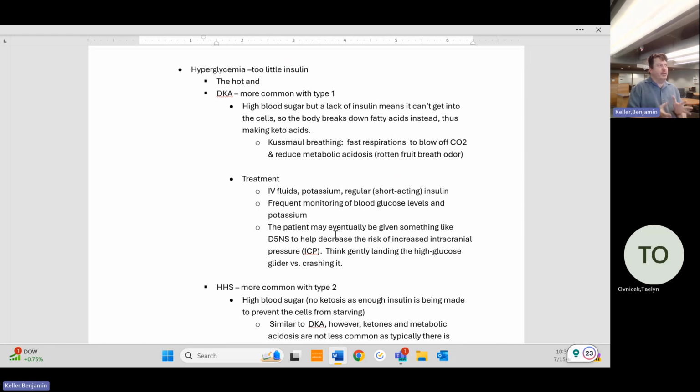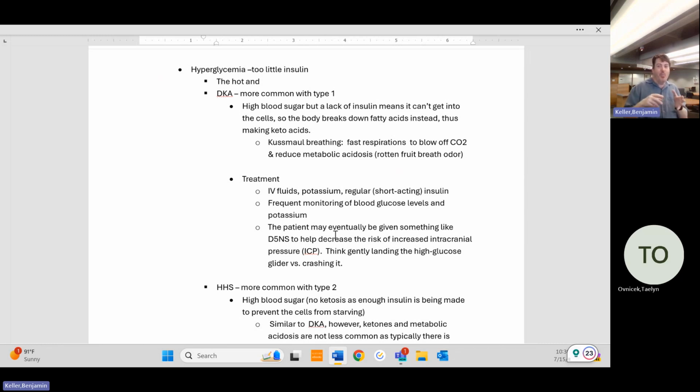DKA is diabetic ketoacidosis, and we'll talk about that in just a moment here. But that is more common with type 1 diabetes. And so that's high blood sugar, but in type 1 diabetes, you're not making any insulin. And so that means no insulin, means no carbohydrates, no glucose can get into the cells. And so the body can do things like break down fatty acids, and that's what it does.